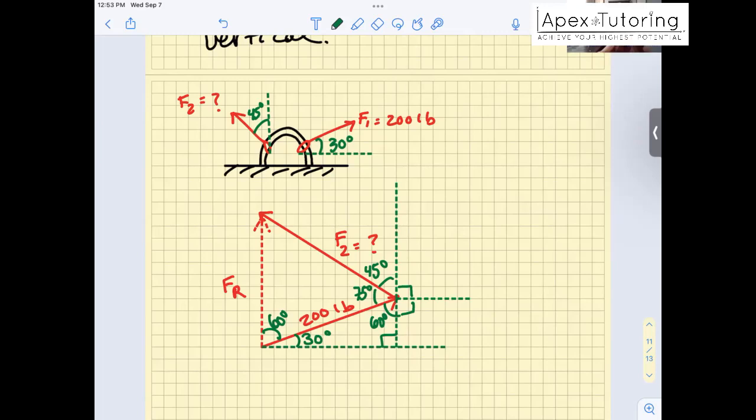What else can we label? So 75 plus 60 is 135, and then 180 minus 135 is 55. Try again. 45. Yeah. Questions so far?